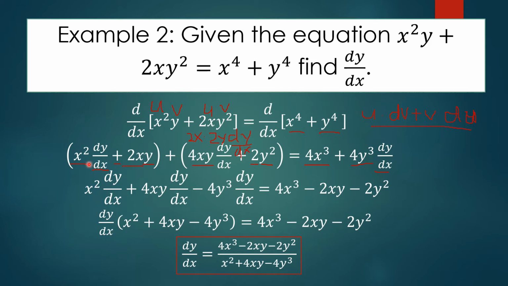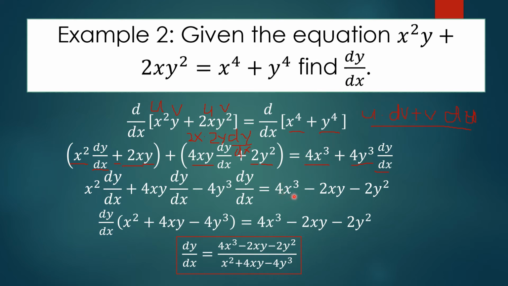Okay? So, yung mga term na merong dy over dx is we have here x squared dy over dx. So, put it here. And then the term 4xy dy over dx. Put it here. And the term 4y cubed dy over dx. As you can see, yung term na ito ay nasa right side. Ililipat natin sa left side. So, since positive ito, kapag ilipat mo on the left side, magiging negative. So, therefore, we have negative 4y cubed dy over dx is equal to, so just bring down this expression.